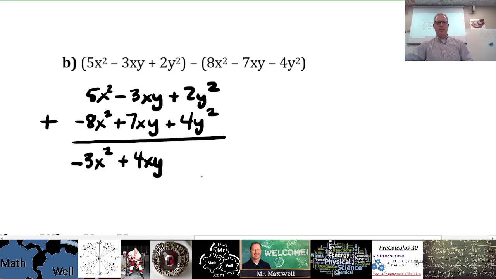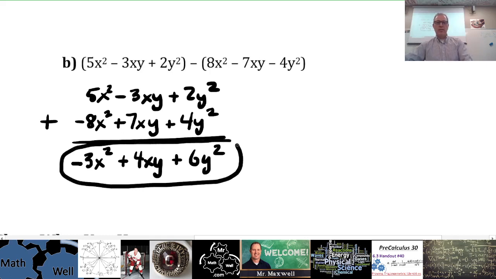4xy's. Good, very good. And then 2 and 4 together combine to make 6, and those are 6y squareds. All right, so you want to double check your work there, and I think I'm happy with that one.